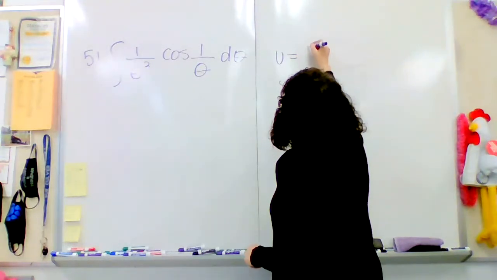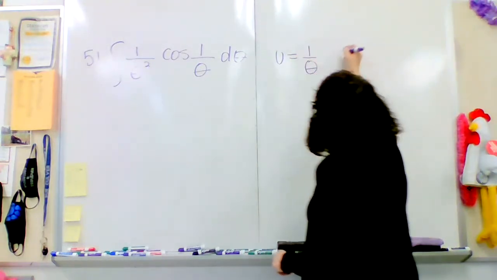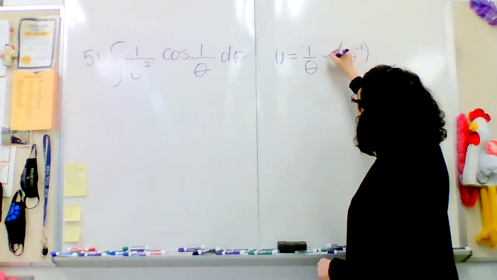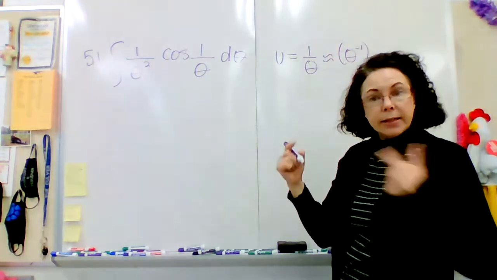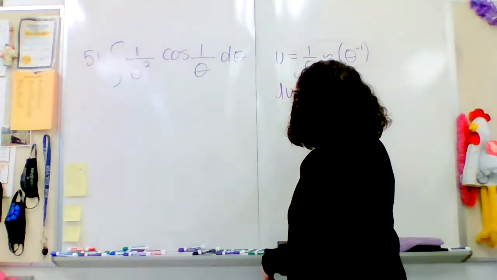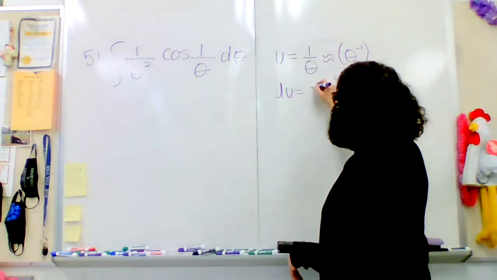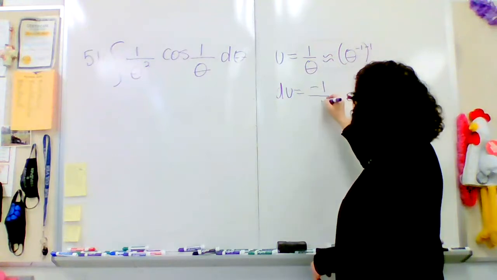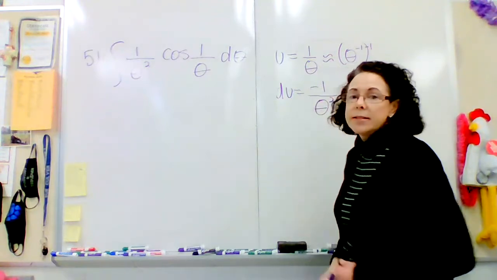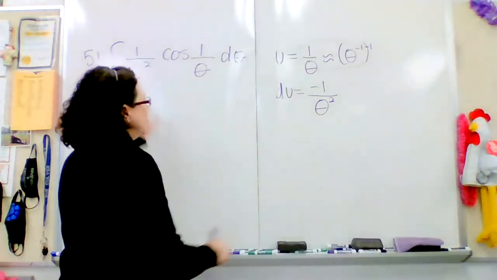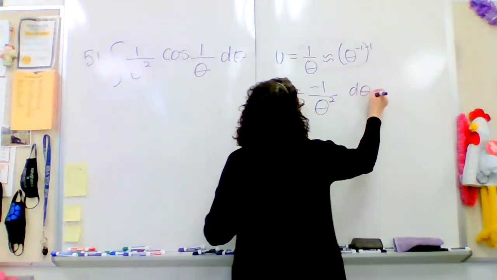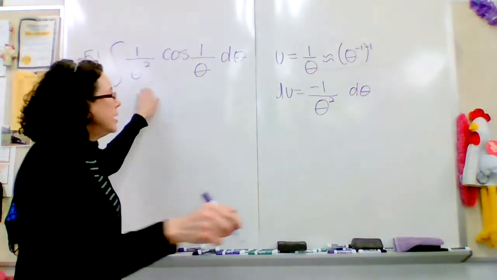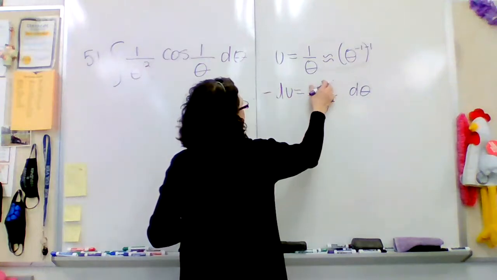My u equals 1 over theta. Now, just so you know, I'm going to write that as theta to the -1. My du then, I would bring the -1 out front and multiply it and reduce the exponent by 1. That would be theta squared in the denominator, which is exactly, oh, d theta, right? Which is exactly what I needed here, except for the negative, right? So I'm going to multiply both sides by a negative.